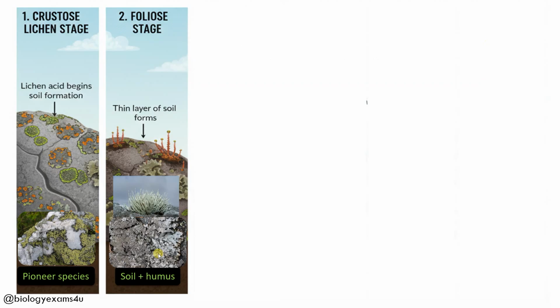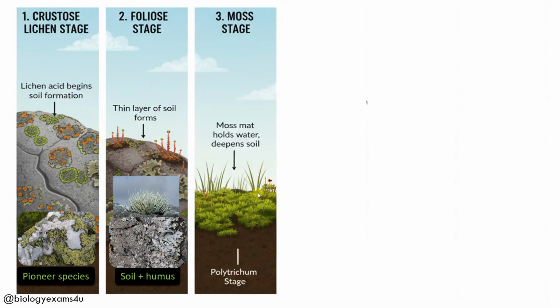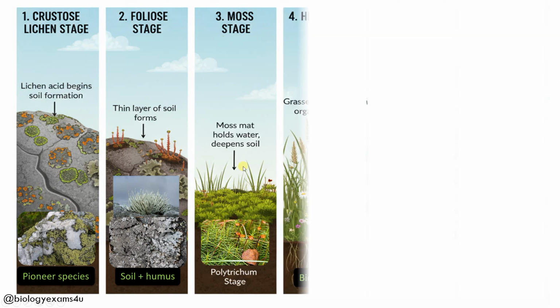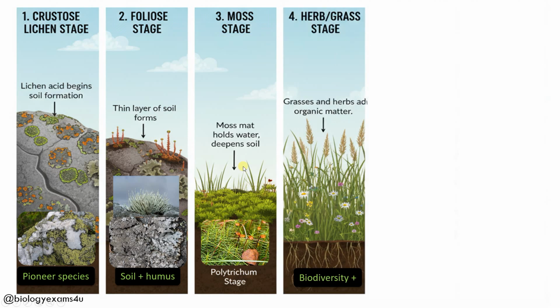The third stage is the moss stage. There is enough soil for the moss spore to germinate. So this is polytrichum. Mosses like polytrichum spread across the surface forming a mat, and these mosses have rhizoids that penetrate deeper into crevices, and this absorbs more water and minerals. Many associated insects and other animals also come to the site. Soil becomes thicker and more stable. And this moss stage is replaced by herb and grass stage.